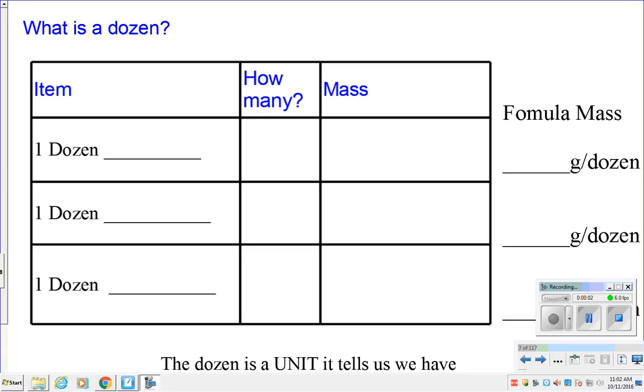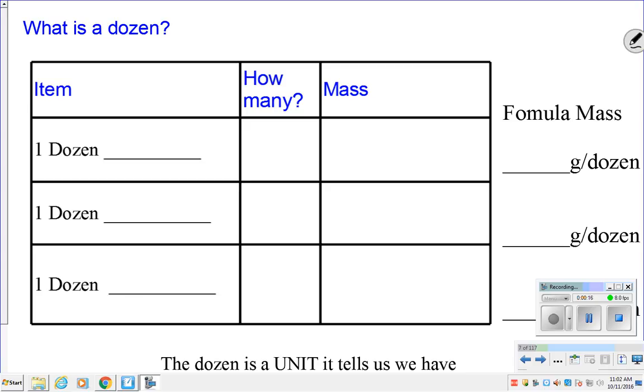Today we're going to talk about the mole. The mole is a fundamental unit in chemistry, and is a very important unit to understand. It is actually representative of an amount of particles. What I'm going to do to get you started on this is give you an analogy.